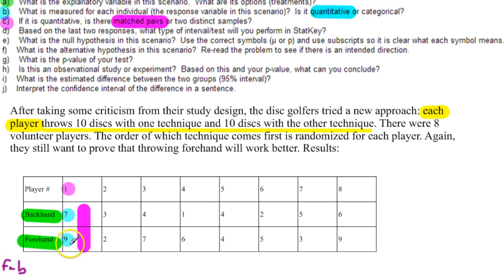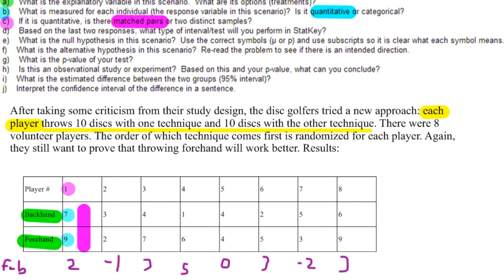So for player number 1, they do 2 better with their forehand than their backhand, so we write a 2. For the next player, it looks like they actually do 1 worse with their forehand than their backhand, so forehand minus backhand would be -1. And so forth all the way across. Sometimes you're going to have larger numbers, sometimes they're going to come out to be exactly the same. 4 and 4 with each technique, so you get a difference of 0. And so you keep going until you have all of your data, and this is your list of data that you plug into StatKey. You take this list of 8 numbers and you plug it into the test of a single mean.